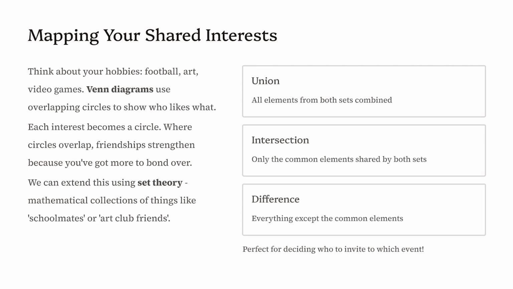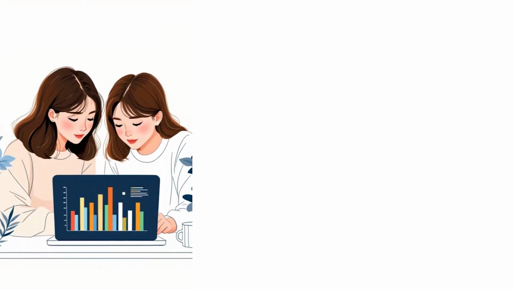Extend this into written sets, which sort of define a collection of things. One set could be your schoolmates, another your art club friends. Using set operations, union, intersection, and difference, you can decide who to invite to which event. For example, inviting people who are both in your art group and friend group means you're looking at the intersection of those two sets. The union of two sets is basically a set consisting of all the elements from both sets. The intersection is the set of all common elements, and the difference is the set of everything but the common elements.